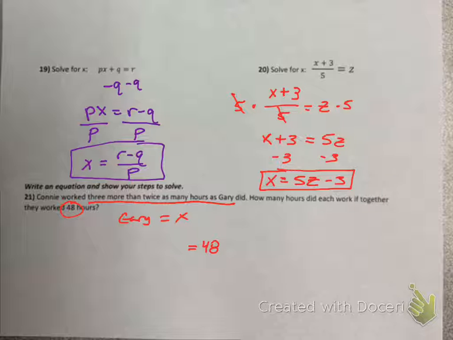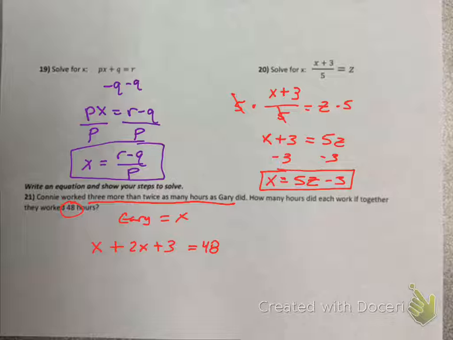All right, so that means Gary plus the combination of what Connie worked. Well, she worked 3 more than twice as many as Gary. So that's 2x plus 3. So 3 more than twice as many as Gary. And when you put the two individuals together, they should add up to 48 total hours.